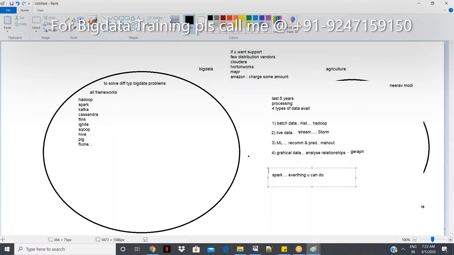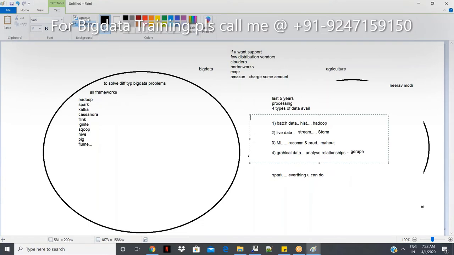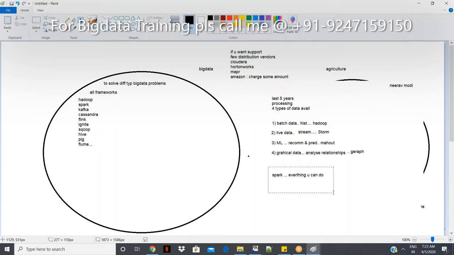Understand why we are using Spark, why we are using these technologies. Hello? Hello, Shubhash, Veera, Ajay. Hello, yeah. Okay, fine.